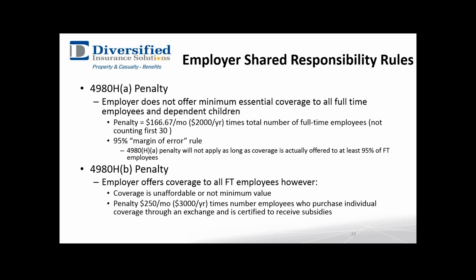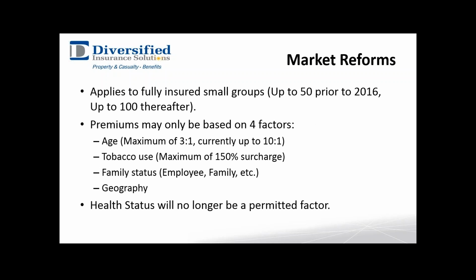And so this is all having an impact on where we're at, but I think this next slide is one of the biggest areas that is having an impact on premiums. And this applies to fully insured, what they call small groups, which right now is considered up to 50 here in the state of Wisconsin. But once 2016 hits, it's going to be up to 100 employees or less. And really what's happening is that the premiums can only be based on 4 factors: age, tobacco or non-tobacco use, family status, and geography. And within that, there are some other things having an impact as well.